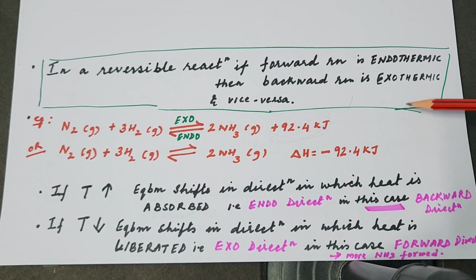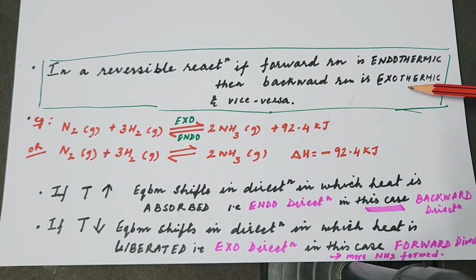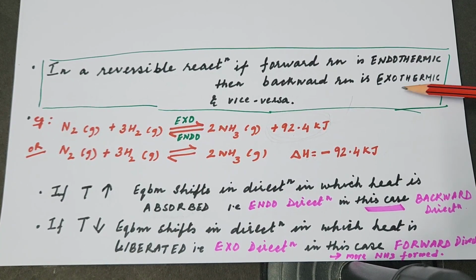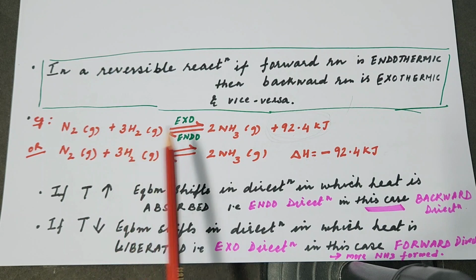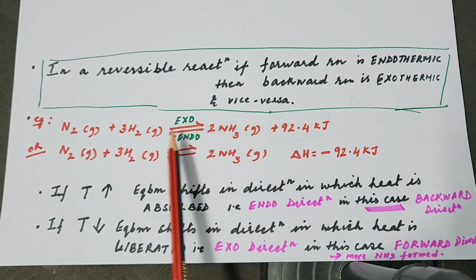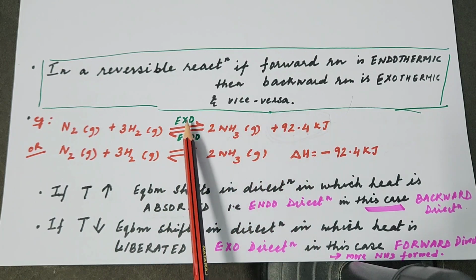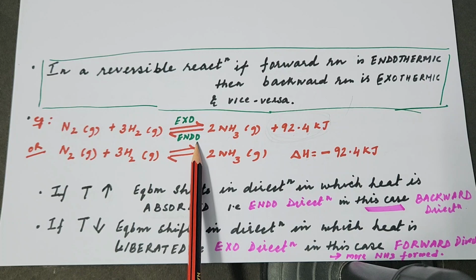Please do remember, there's a very important point that in a reversible reaction, if the forward reaction is endothermic, the backward will be exothermic, or vice versa. So we have the Haber's process again, N2 plus 3H2 giving 2NH3 plus this much heat is liberated. That means in this direction the reaction is exothermic, and so in the reverse direction it will be endothermic.